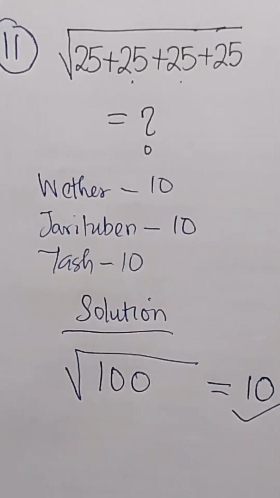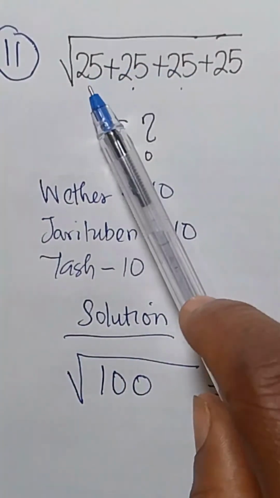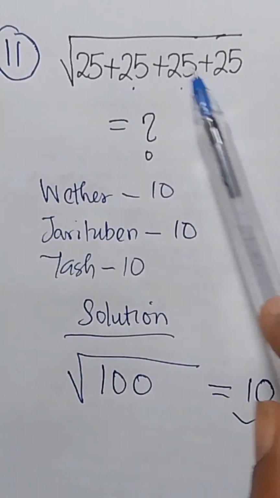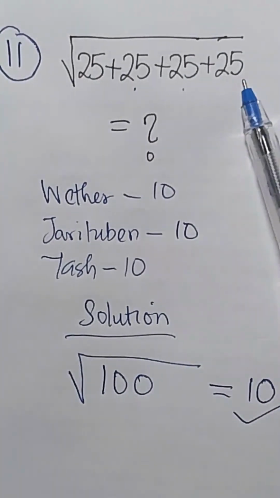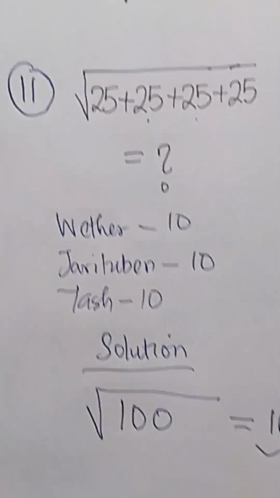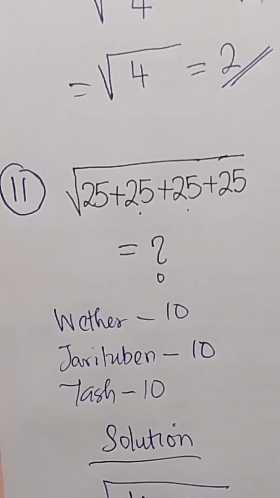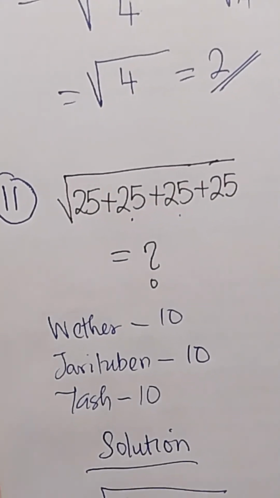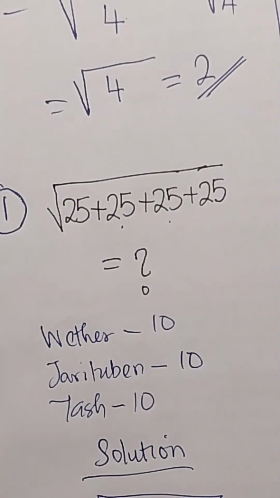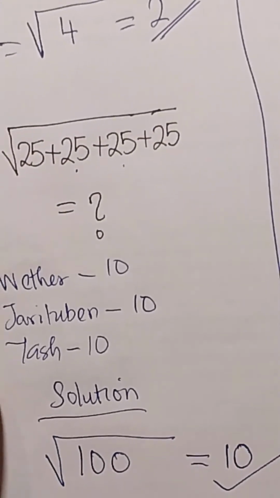Stanley says 4.725. Stanley, what you do is you add everything here. 25 plus 25 is 50, plus 25 is 75, plus 25 is 100. You just take the square root of 100 and you arrive at 10. So with that, you're correct. Cheers to Jerry, Ben and Yash, you all did amazingly well. Okay, let's go to the next question.